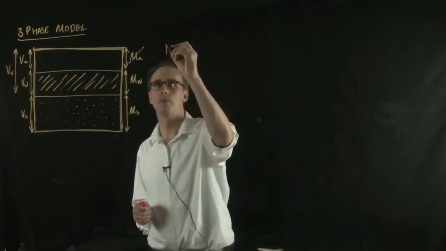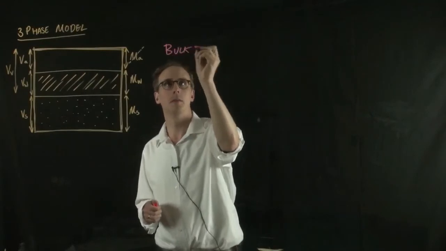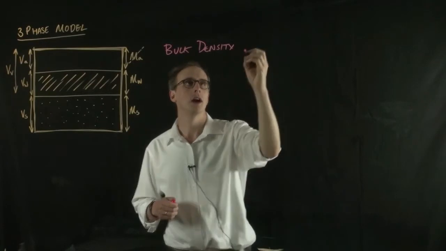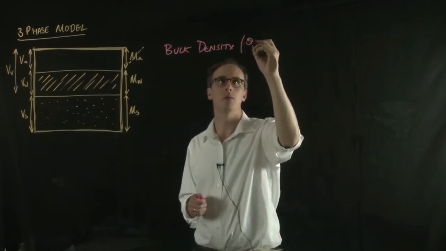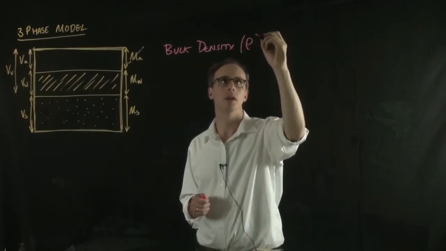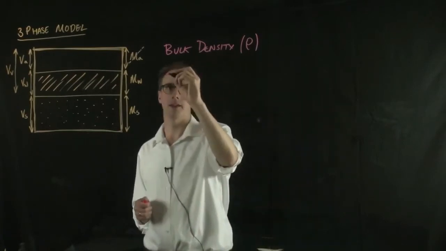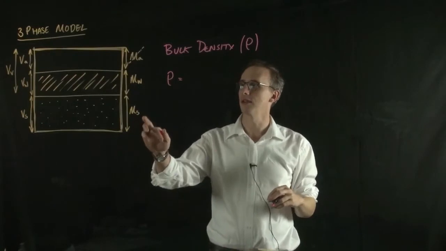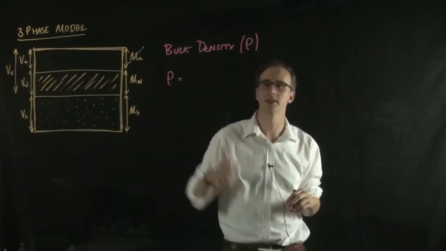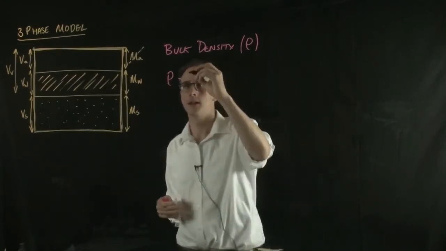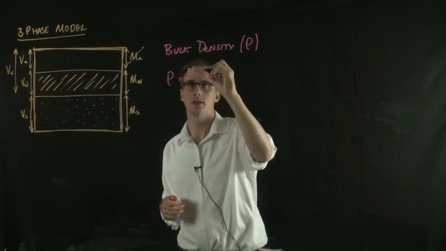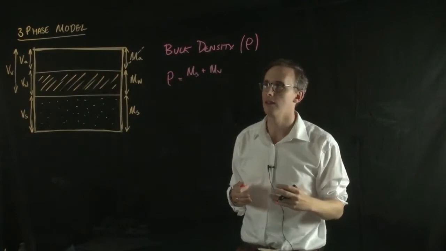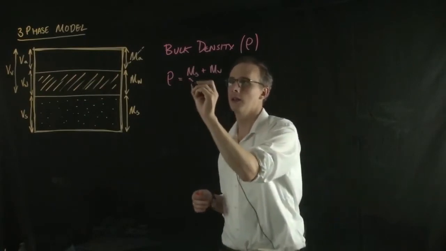So bulk density is often given the symbol rho. And that is equal to the total mass of the soil, so the mass of the solid plus the mass of the water. Remember, the mass of air is 0. It's the mass of solid plus mass of water. And then divide that by the total volume of the soil.